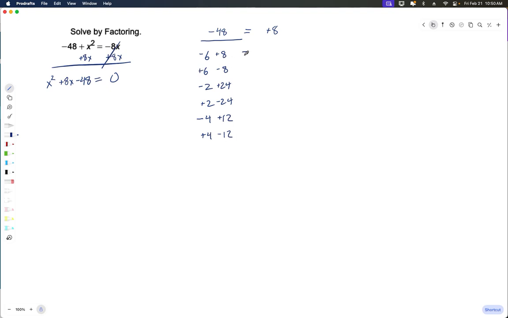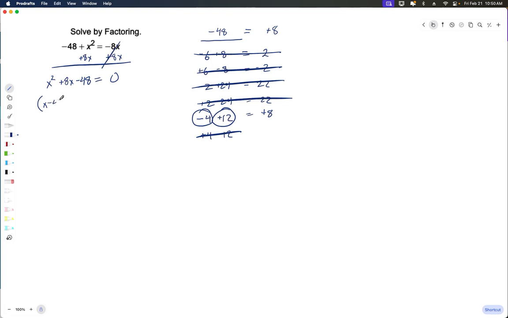All right, so now we're going to add them together. This would be a +2, so it's not those. This would be a -2, not those. This would be a +22, not those. A negative 22, not those. This would be a positive 8. So these are the factors that we need. So it's not going to be that one. So I would say x minus 4, x plus 12 is equal to 0.